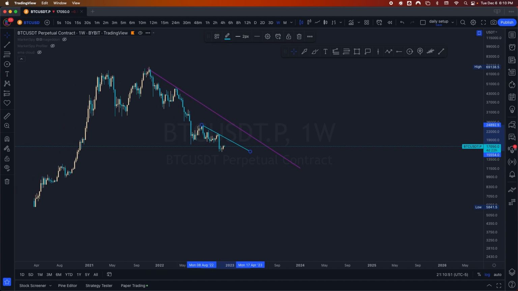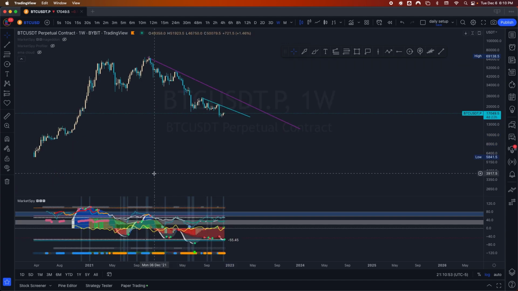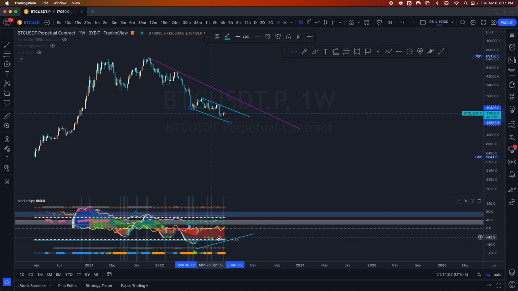And then we can see what the oscillator is saying. Oh, that's beautiful. Bullish divergence on the weekly time frame. Our oscillator is going up while price is going down. This could be something big here in the next month. We could see a massive move if this holds.